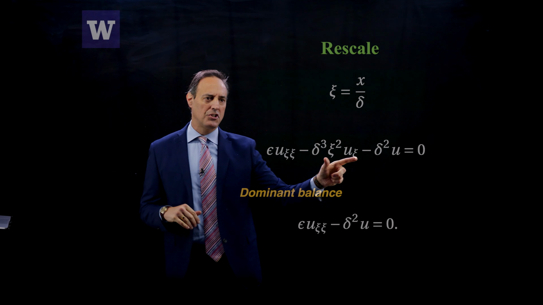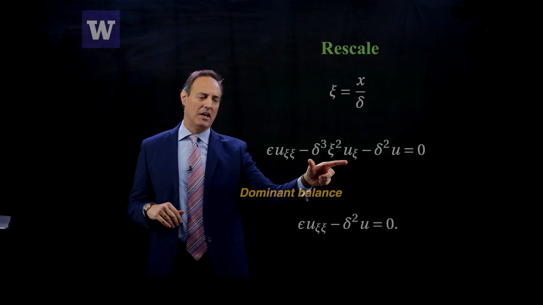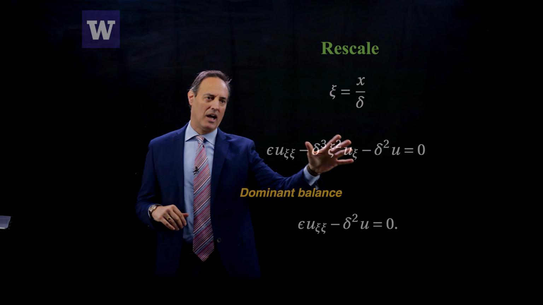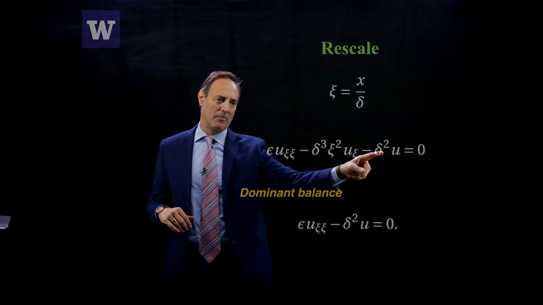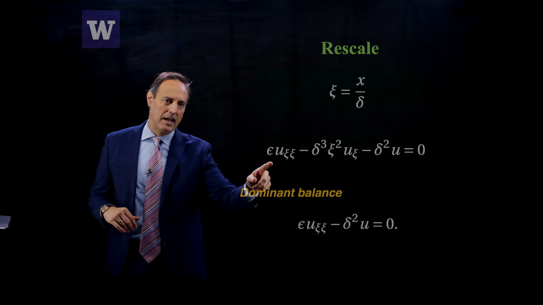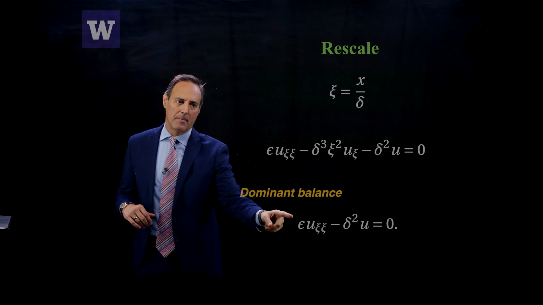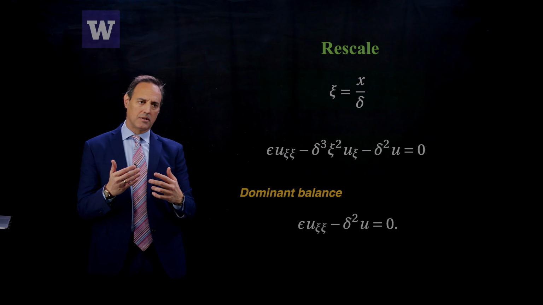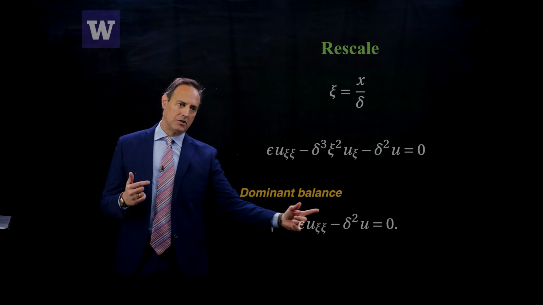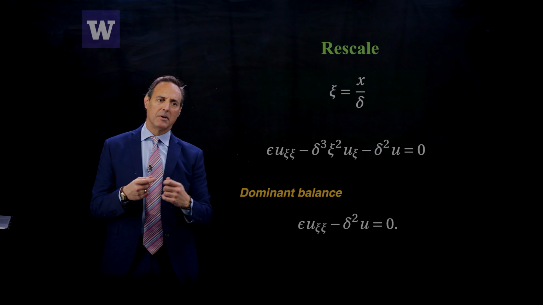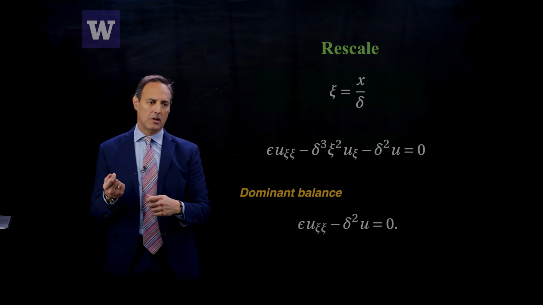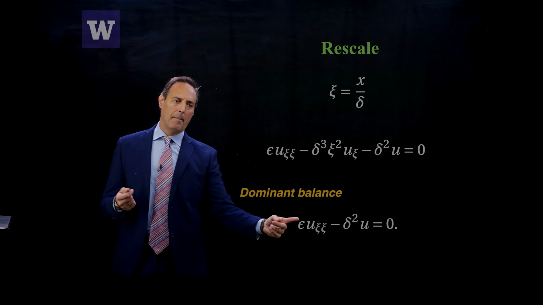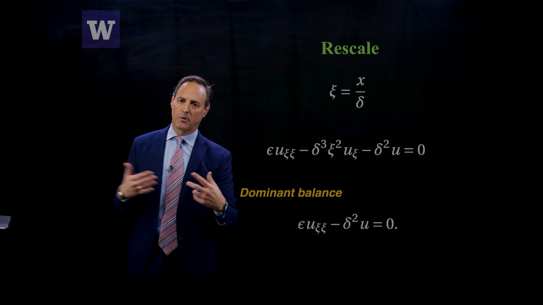Sorry, yeah, so this is much smaller than this guy. So delta cubed is smaller than delta squared. So I throw this term out. Sorry, I said that wrong before. Delta squared and epsilon uxx. So this is the dominant balance, these two terms. And now the question is, how do these two terms balance each other? Because if I pick delta to be much bigger than epsilon, or much smaller than epsilon, what happens between these two terms that are supposed to be balancing?